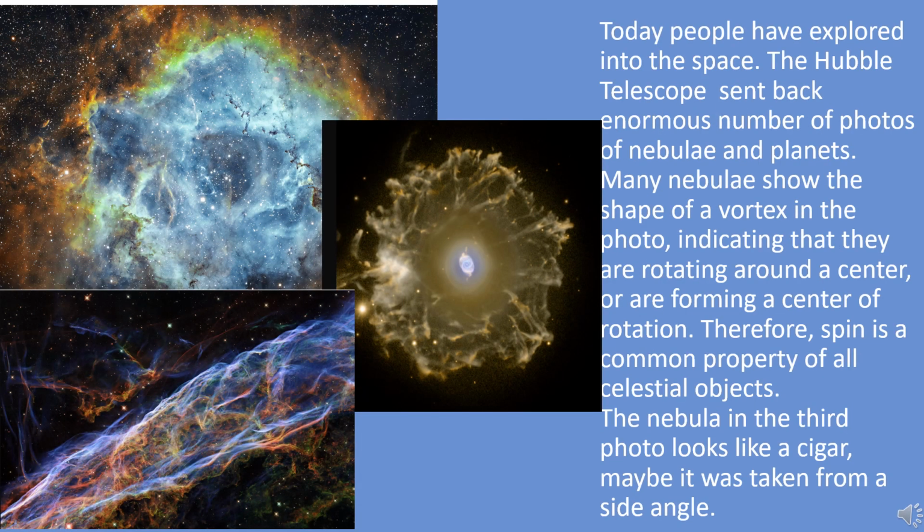However, today people have been into space. The Hubble telescope has sent back a large number of photos of nebulae and planets. Many nebulae show the shape of a vortex in the photo, indicating that they are rotating around a center, or are forming a center of rotation. Therefore, spin is a common property of all celestial bodies.